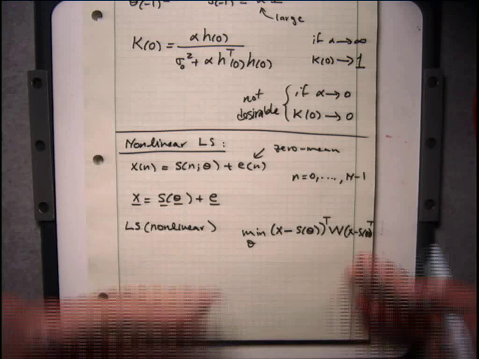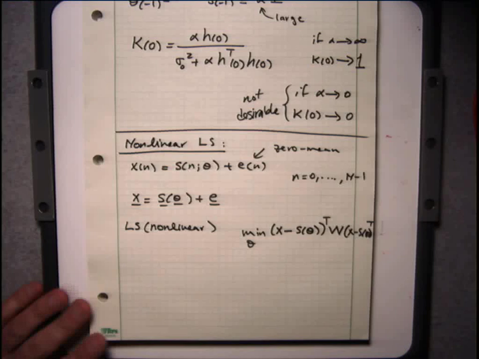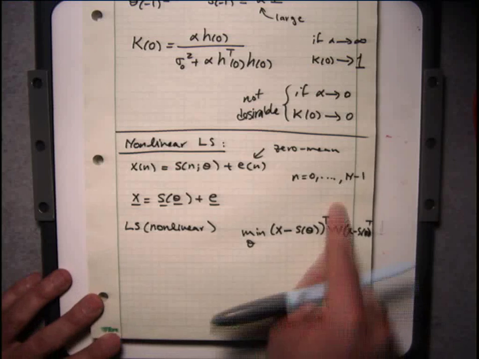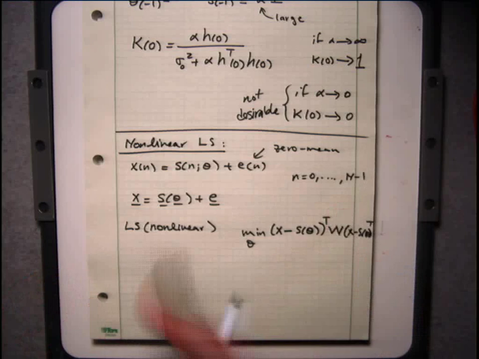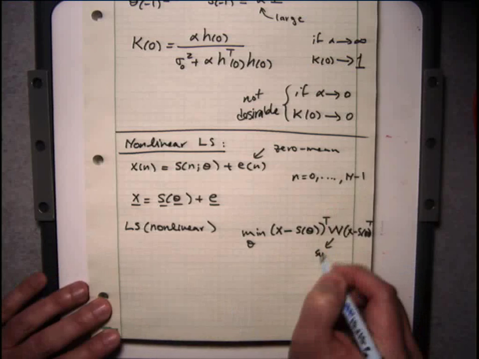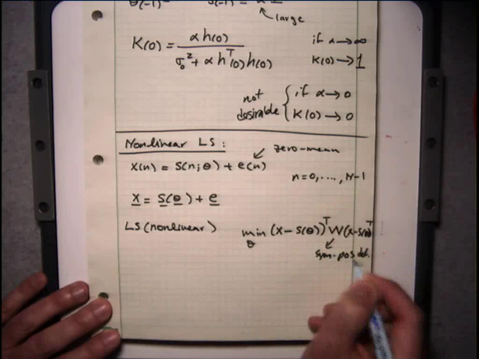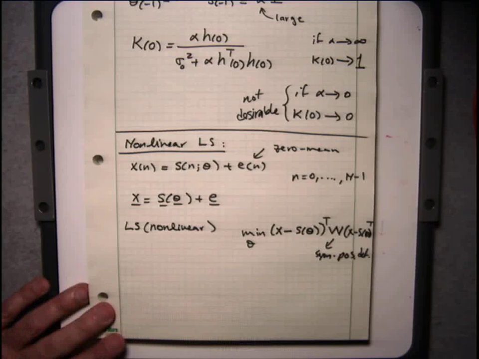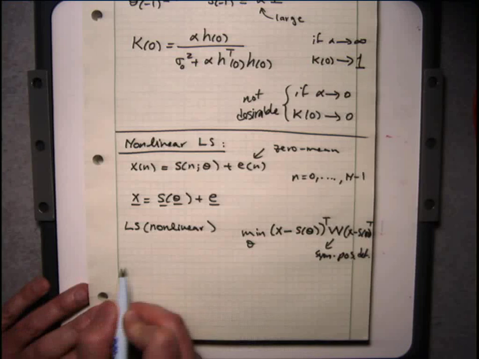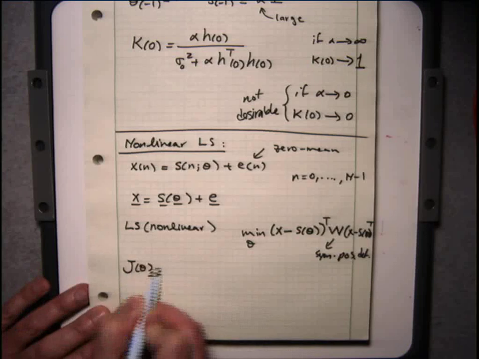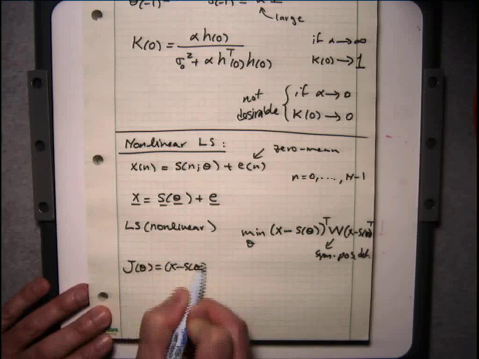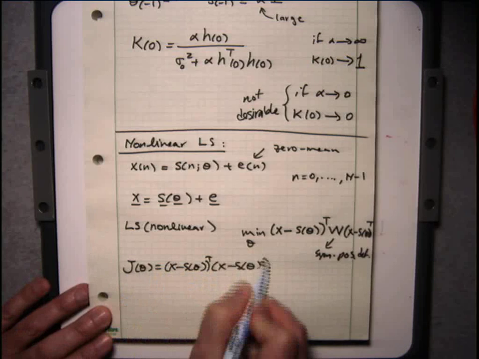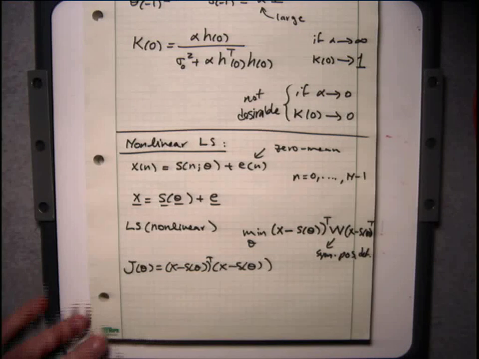For simplicity in what I'm going to talk about, I'm just going to set w to be identity, but you now see how it all works, right? You can just absorb it, turn w into a square root. This is going to be a symmetric, positive definite matrix. Okay, but for now, I'm just going to let w be identity. Okay, so let's write this J of theta, x minus s of theta transpose times x minus s of theta. Okay, and we want to minimize this with respect to theta.